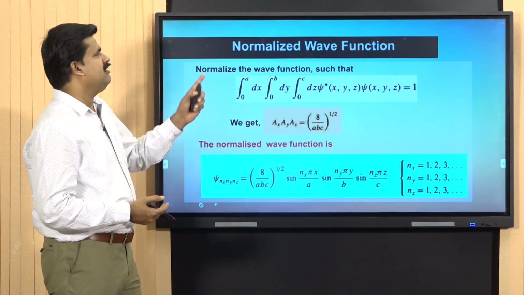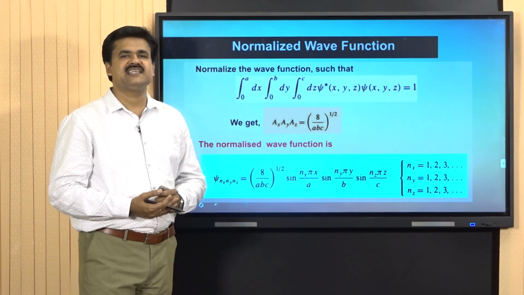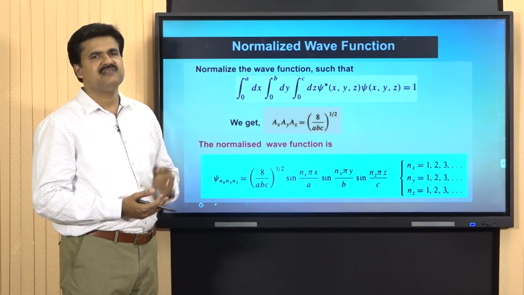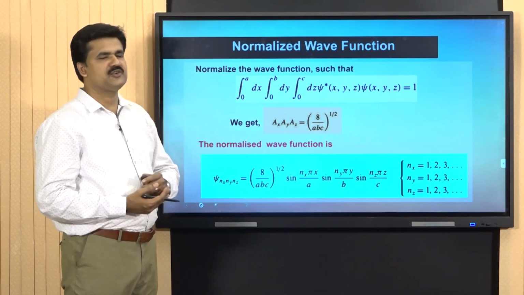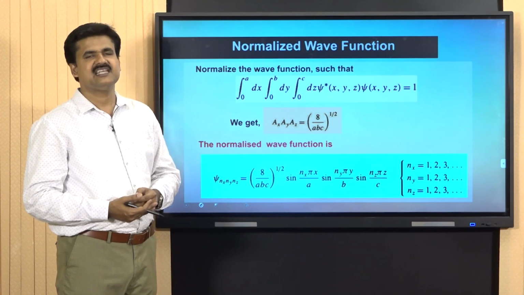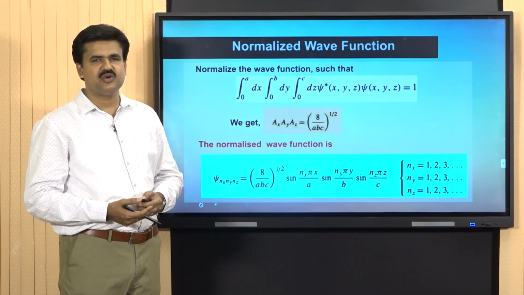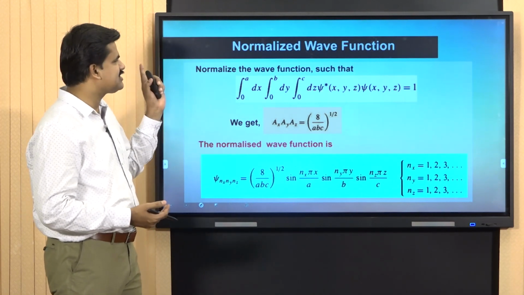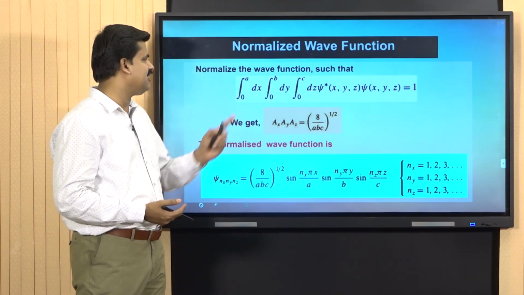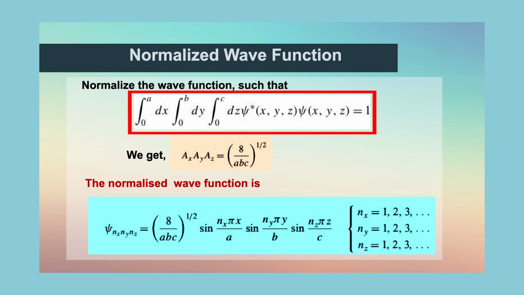Now, we have to get the normalized wave function. So, we have to normalize the wave function. For the procedure of normalization, we already learned that the integral of psi star(r, t) psi(r, t) d tau must be equal to unity. Applied to the present system, we have this relation: integral 0 to a dx, 0 to b dy, and 0 to c dz, psi star(x, y, z) psi(x, y, z) is equal to 1.